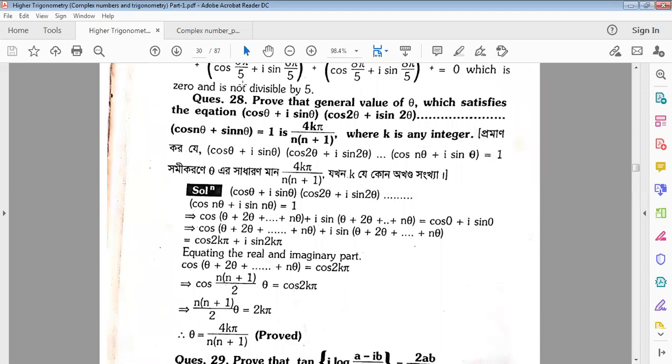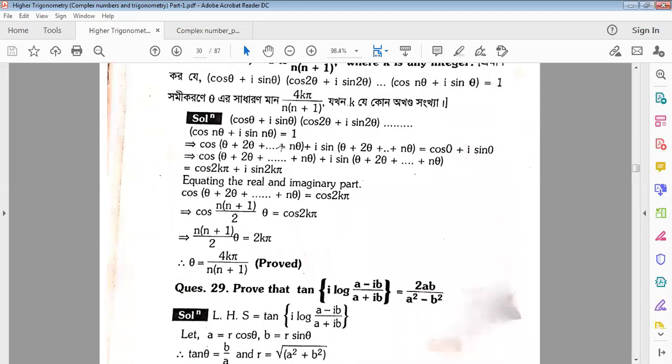Now example 28. Prove that the general value of theta which satisfies the equation up to n terms, first term, second term, plus up to nth term equals 1, is this. You have to prove. Now we are given (cos theta plus i sin theta) into (cos 2 theta plus i sin 2 theta) up to (cos n theta plus i sin n theta) equals 1. That means by using de Moivre's theorem, in this whole multiplication, the angles will be added. The cos angle will be added for cos, plus i sin angle will be added for sin. How many theta will be here?